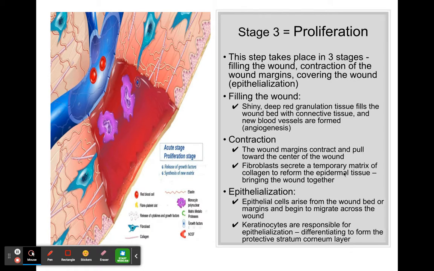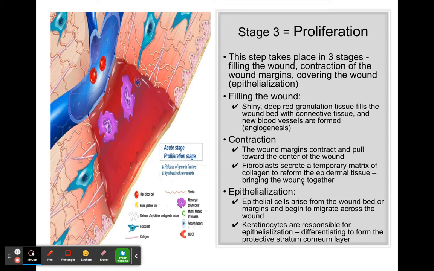fibroblasts secrete a matrix of collagen. Again, we have to remember collagen is for structure. It secretes a temporary matrix of collagen to reform the epidermal tissue. So then it finally closes the wound. The last step, epithelialization. New epithelial cells come from the bottom of the wound and begin to migrate across the wound. So it essentially creates a bridge between the punctured parts of your skin.